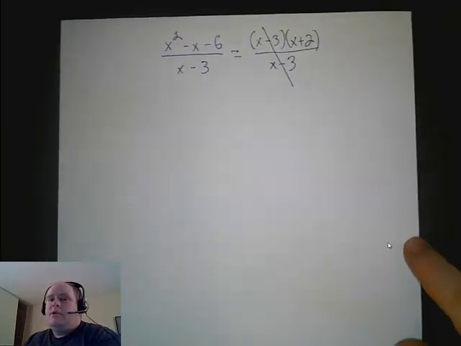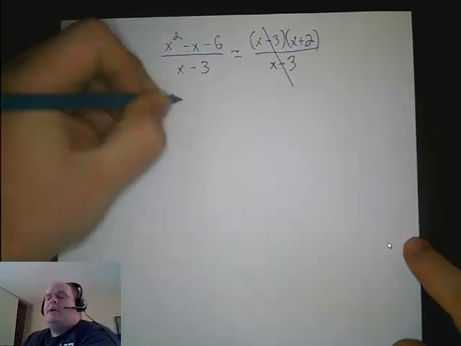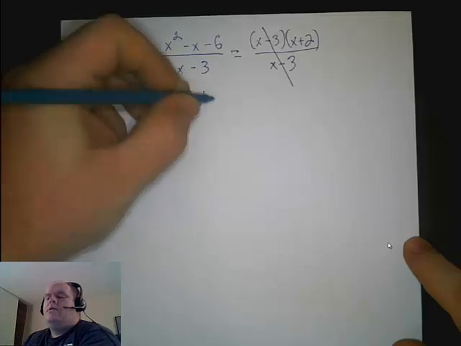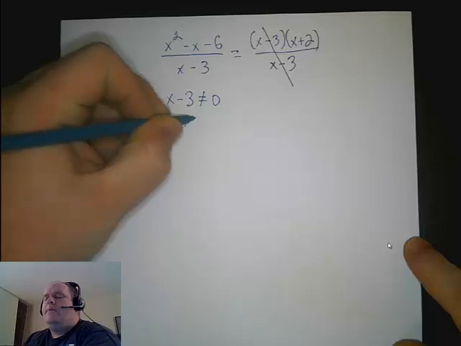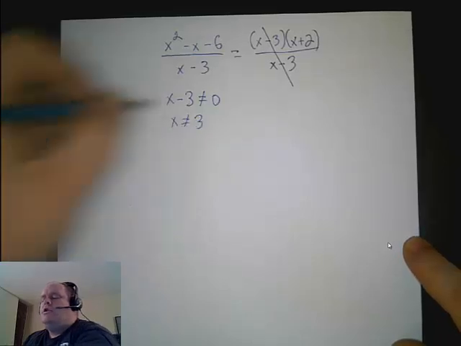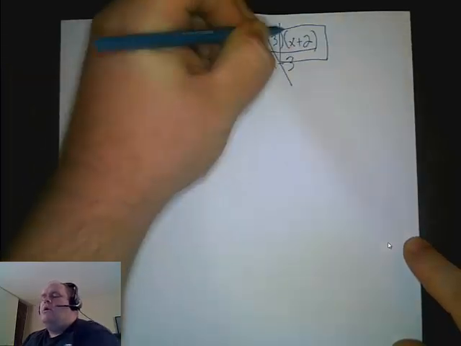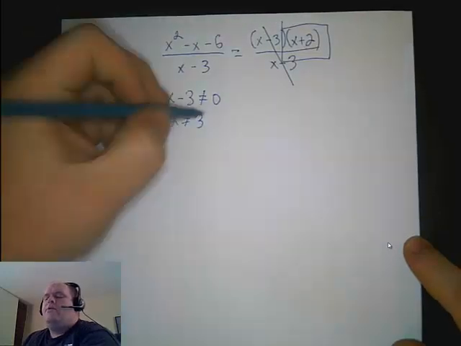However, since there was still a denominator, we are not allowed to divide by anything that would make the denominator 0, which in this case would mean that x minus 3 cannot equal 0. And solving that equation would give us the result of x cannot equal 3. So our function is x plus 2. However, x cannot equal 3.